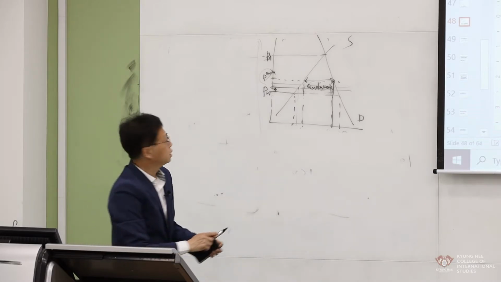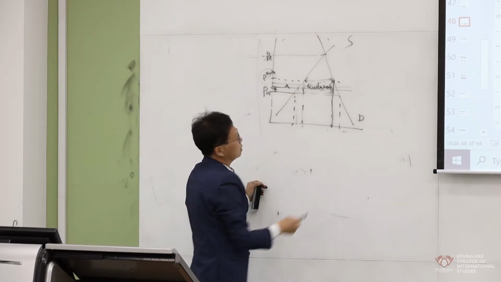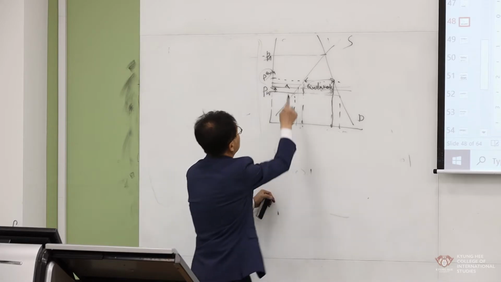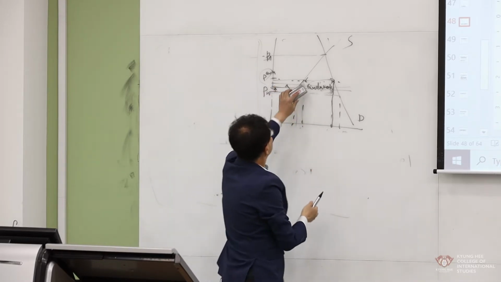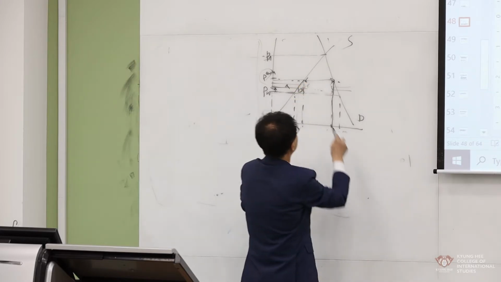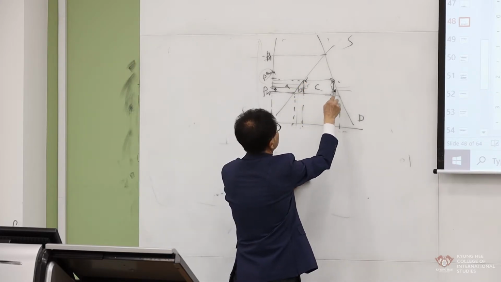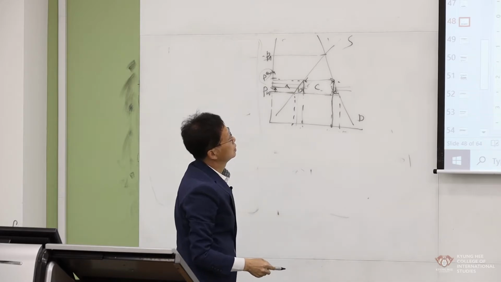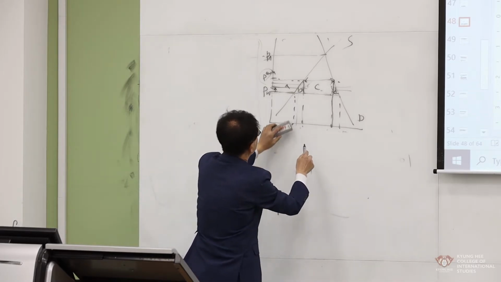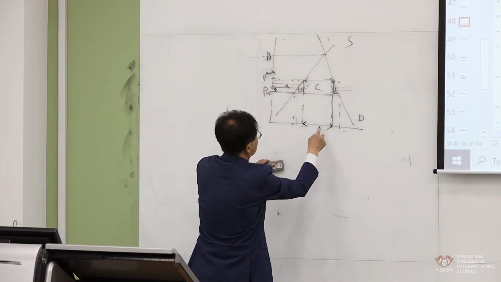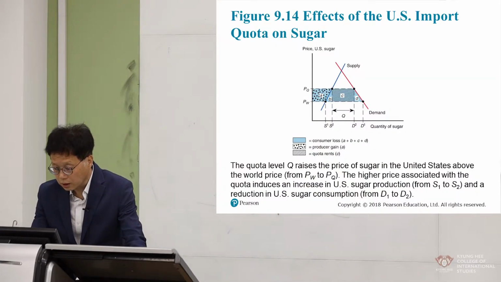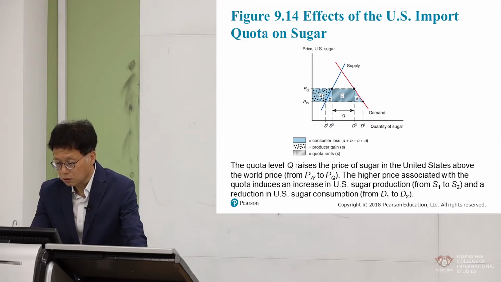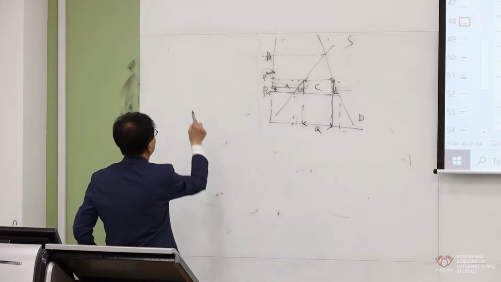Here, that is A. This area is B. This rectangle is C. This area is E. Okay? And that is Q. That is quota. Quota is Q. Okay? Now think about welfare analysis.